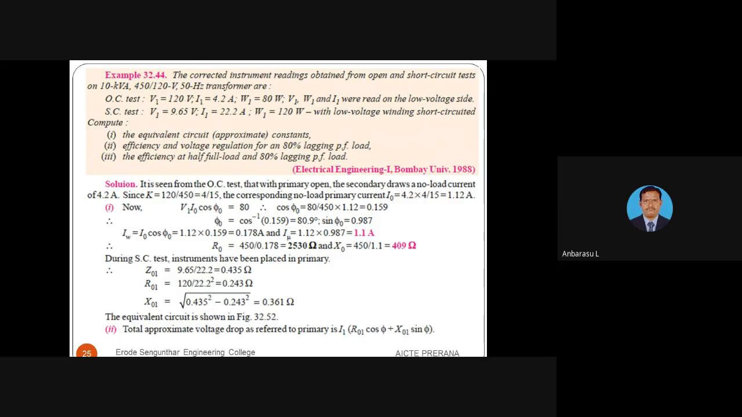It is a formula for the open circuit test and the short circuit test.